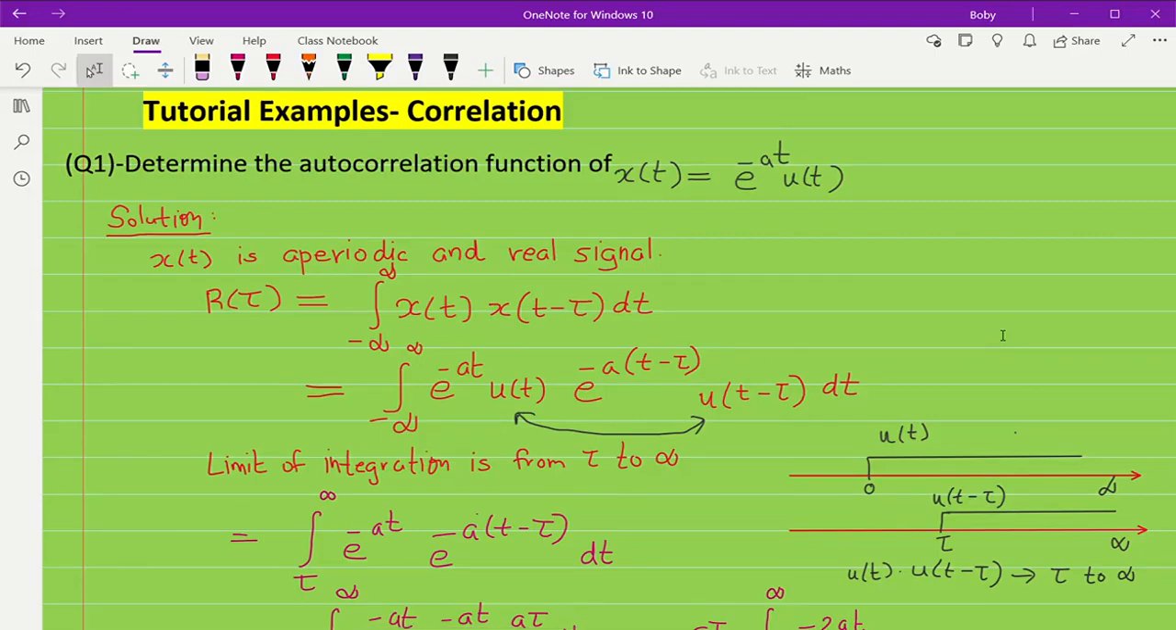Dear students, let us consider a tutorial example related to correlation. Here the question is, determine the autocorrelation function of x of t is equal to e power minus 80 into u of t. Find the autocorrelation.